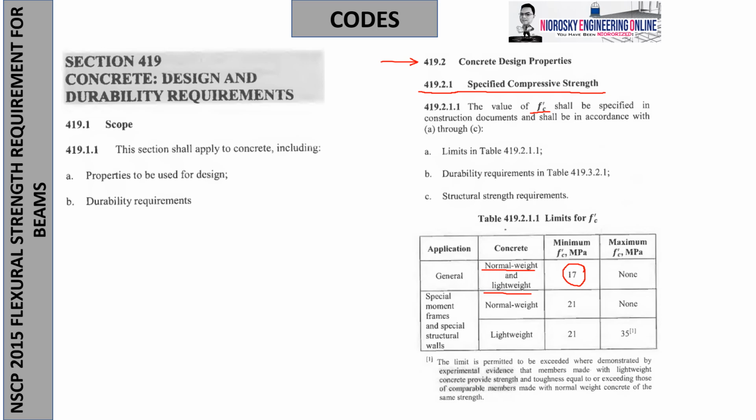Now also, usually this is where the special moment frames fall, which I will discuss in one of my video lectures, on what those types of moment frames are. So under normal weight, the usual case, we are using 21 megapascal. Of course, it is a higher requirement because of the seismic activity in our country. Therefore, there will be a larger minimum specification, because a larger strength is more desirable when it comes to target performance.